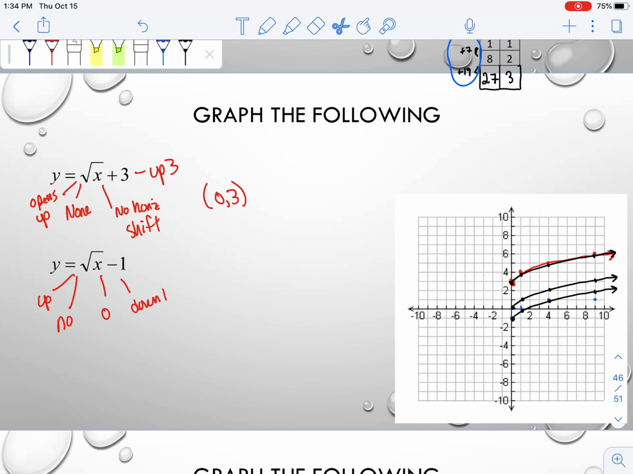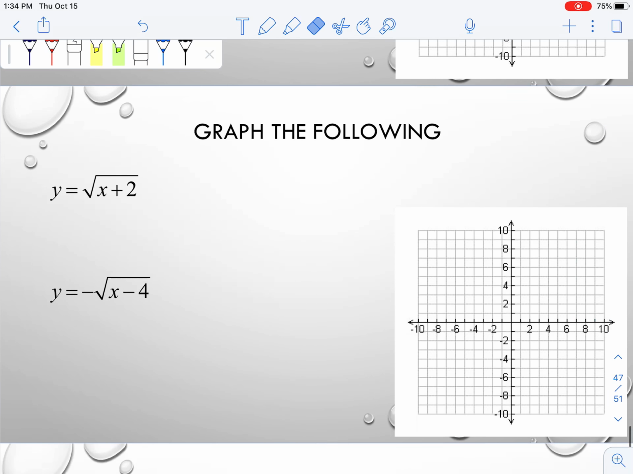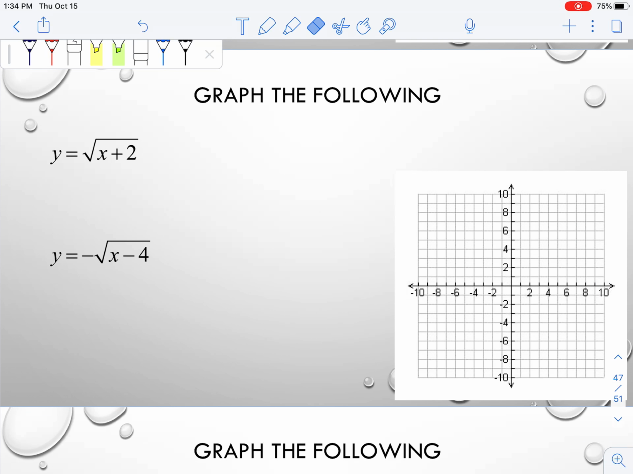Okay, and I made a mistake down there with that blue point. That one there should be up. So real quick and easy. Nothing we really haven't learned before. The only thing that's different is the shape of the graph. Okay, let's try a couple more.